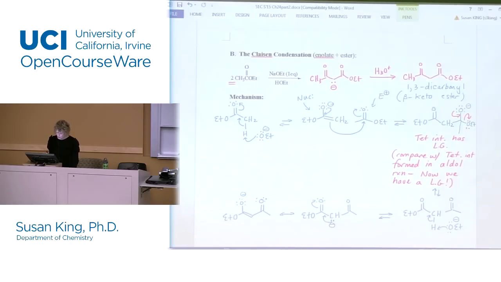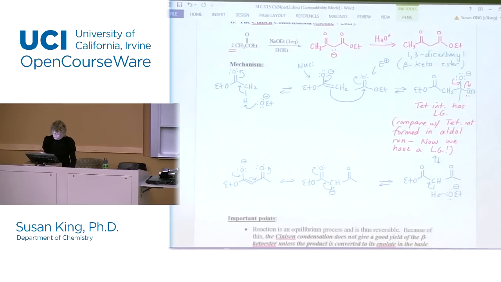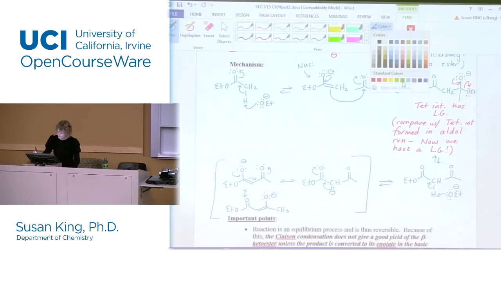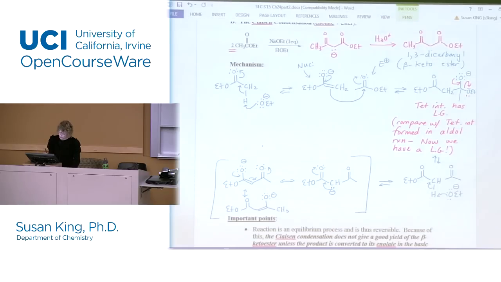We could also go to the other side. We can go all the way over here. We can move electrons all the way up onto this oxygen. So super important that you draw this. Formation of this drives the equilibrium.